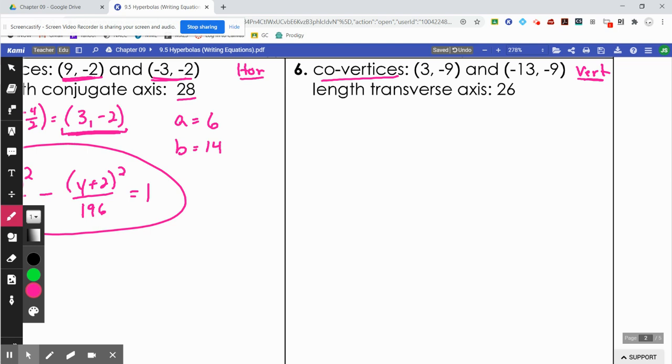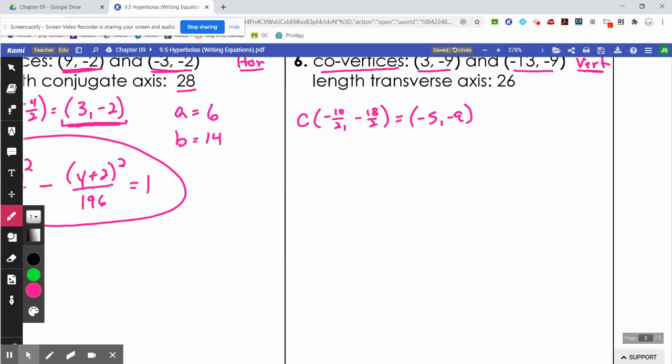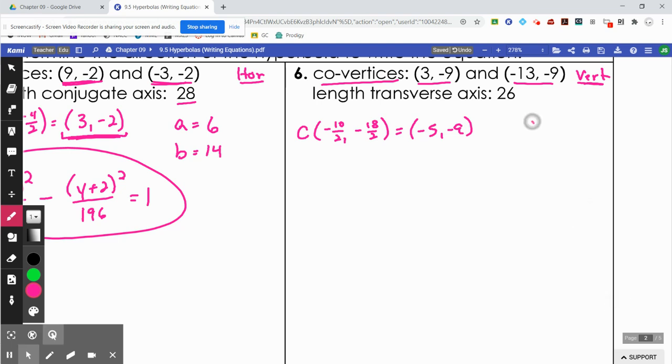Okay, let's do this. Well, let's find the center first. The center of our hyperbola is going to be the middle of these two co-vertices. Add the x's, divide by 2. Add the y's, divide by 2. So therefore, your center is located at -5, -9. Next thing that we're going to do is find the values of A and B. A is the distance from the center to a vertex. B is the distance from the center to a co-vertex. So the distance from here to either one of these is going to be a value of 8. That is going to be your B value.